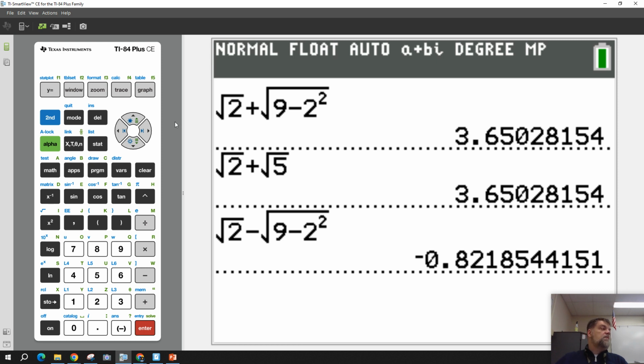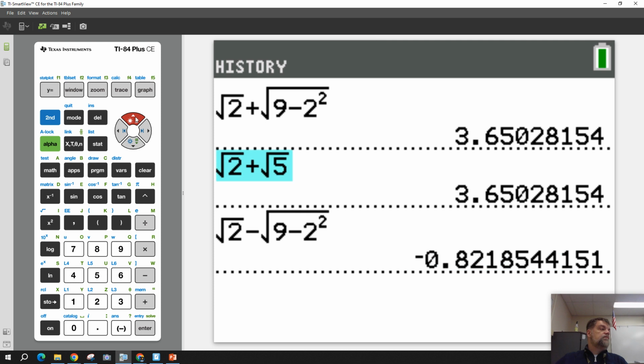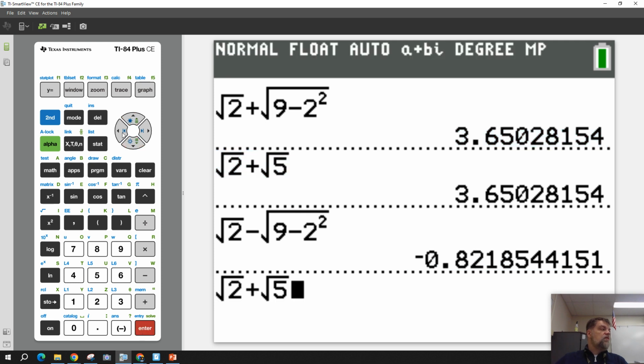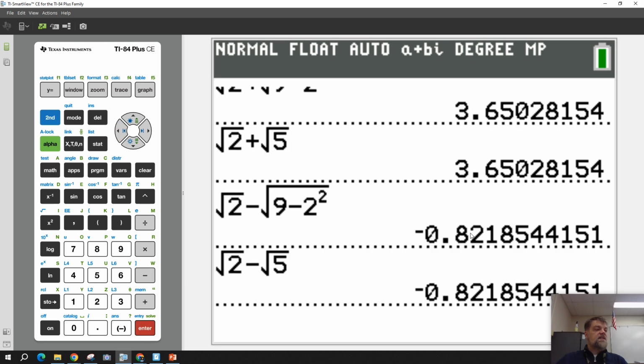Now I'm going to come up here and go up. Whoops, I went up too far. Copy and paste that over. Change that plus sign to a minus sign. Hit enter. And I get the same thing.